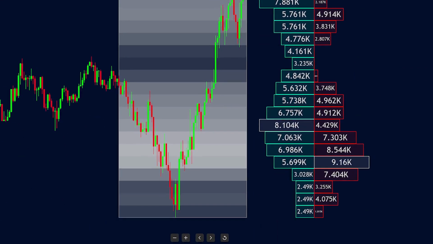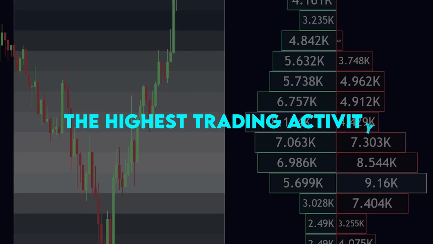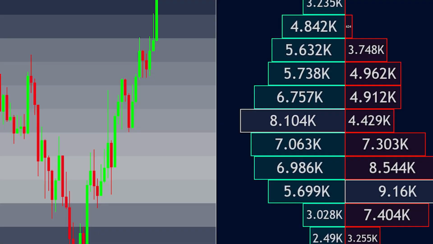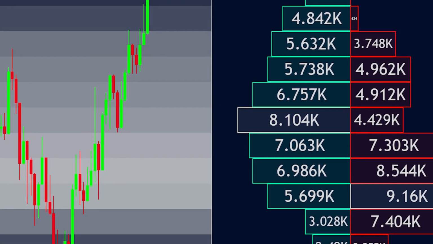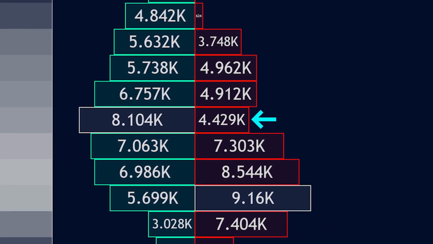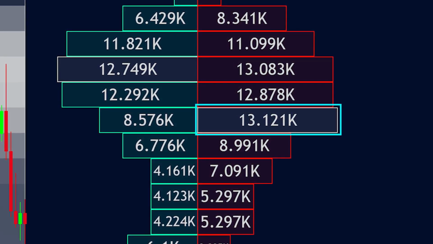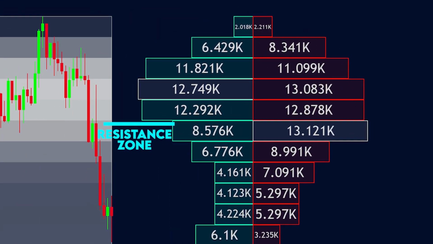But it gets better. The indicator also highlights something called the point of control, or POC, the price level with the highest trading activity. This particular feature is absolutely critical to our strategy. A bullish POC forms when buy volume significantly exceeds sell volume at a particular level, which often acts as a strong support zone. A bearish POC forms when sell volume dominates, creating likely resistance.